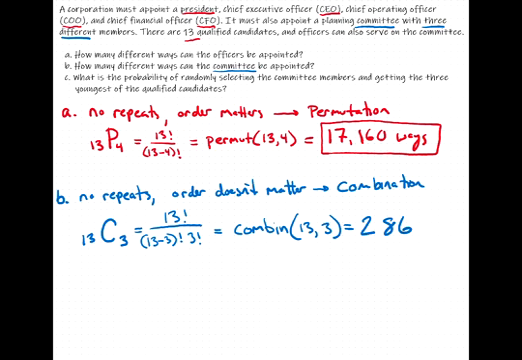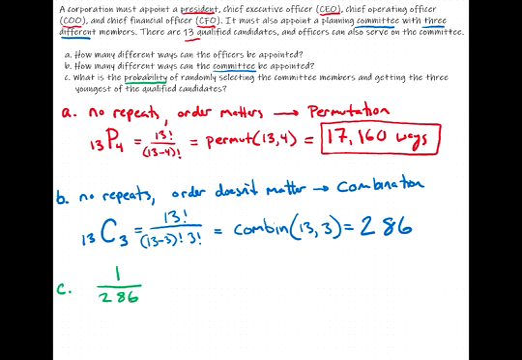And finally, in part C, what is the probability of randomly selecting the committee members and getting the 3 youngest candidates? Well, there's only one group out of the 286 with the 3 youngest people. It's the 3 youngest people. So for part C, there is one possible group of 3 that consists exactly of the 3 youngest people out of the 286 possible different groups of 3.